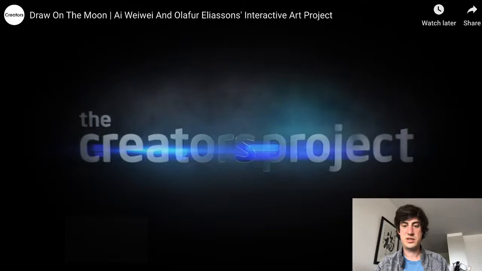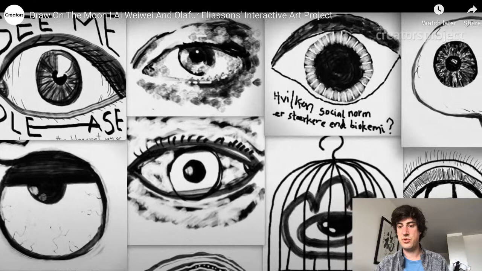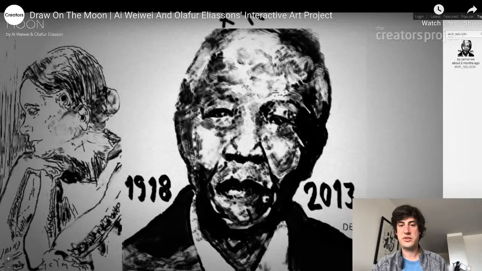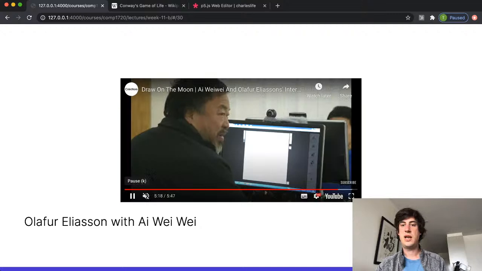But basically, it's a website interface where they've created a huge high-res moon, and people can go into that moon and they can draw on that moon and scroll around it. And it's looking at the importance of being able to communicate our feelings and our hearts to each other across the globe. And it's a collaboration between an artist, Olafur Eliasson, who's based in Berlin, who's free to move in the Western world, and the artist Ai Weiwei, who's based in Beijing, who is not free to move. His passport has been withheld by the government.